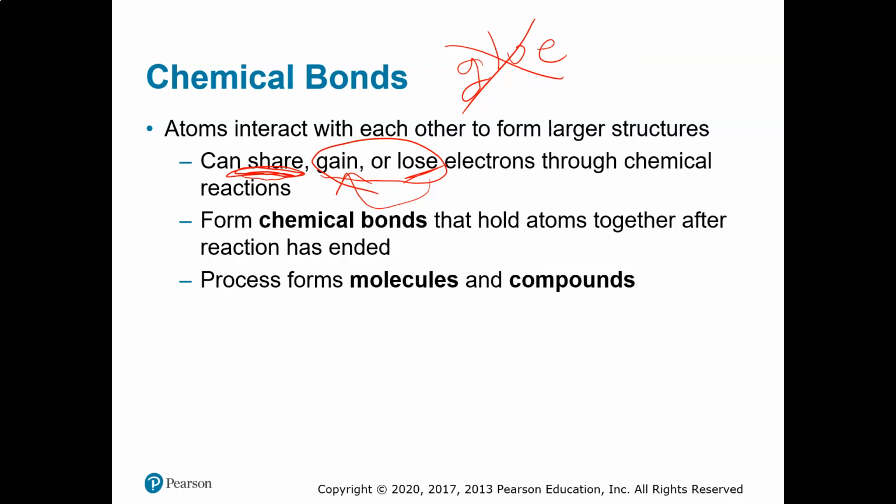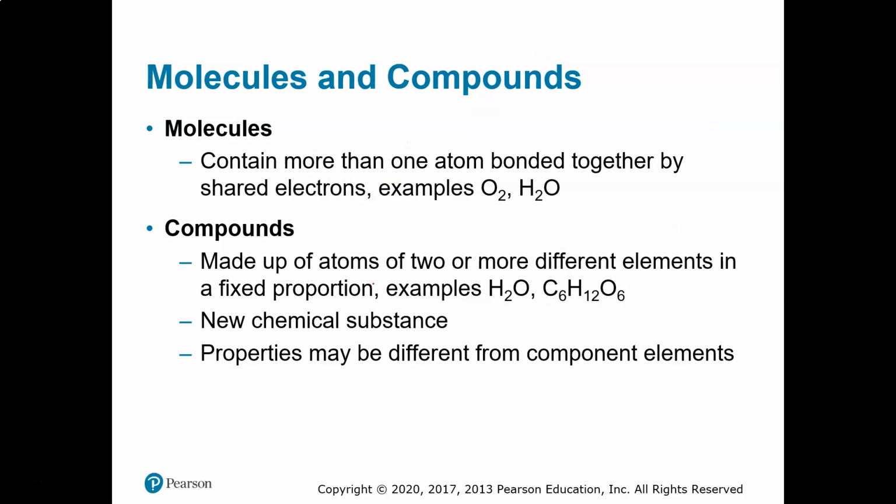So chemical bonds hold atoms together after the reaction has ended, and they hold atoms together in a very strong chemical attraction. Chemical bonding forms molecules and compounds. There is a slight difference in the definition of molecule and compound, although I'm not going to be really picky about it, but just so that you know, molecules contain more than one atom bonded together by shared electrons.